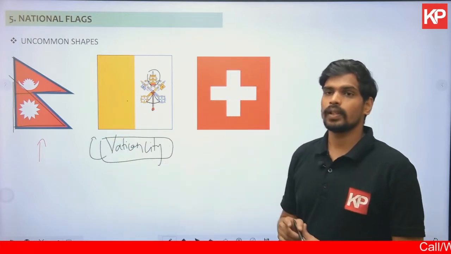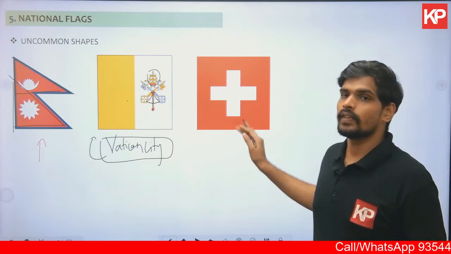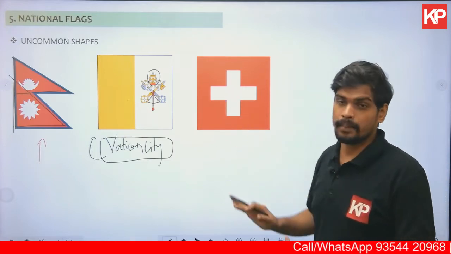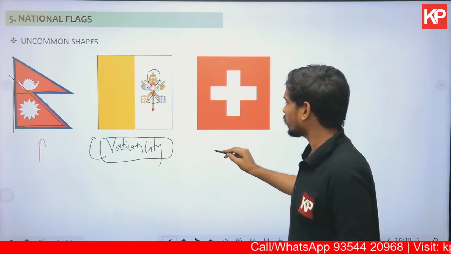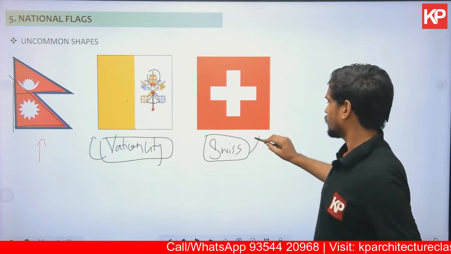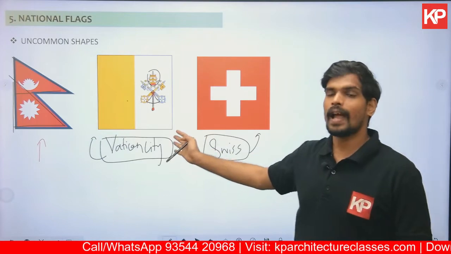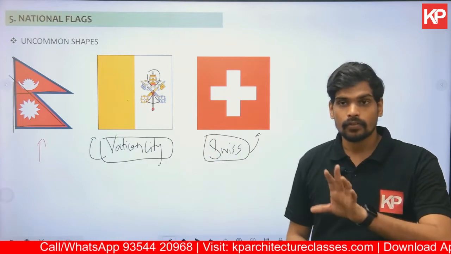Other than that, the next one is a Greek cross. A Greek cross is a bisymmetrical cross, I told you. A red background with a plus sign, basically a type of cross. This is the flag of Switzerland. It is the Swiss flag. Both are European countries. The Swiss flag and Vatican City's flag are square in shape.